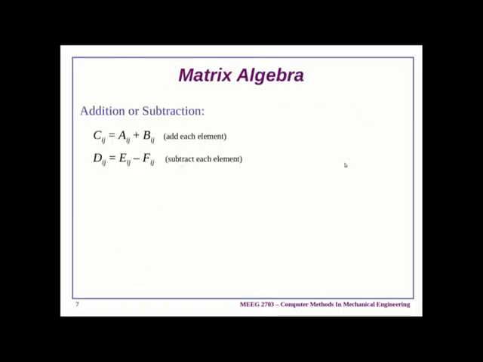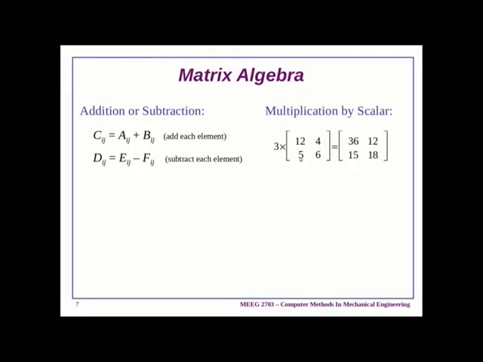So in general, when we're talking about matrix algebra, if we take two matrices and add them together, the resulting matrix is of the same size as A and B, and each component is just the sum of the components of A and B. Likewise for subtraction. Now we can also take matrices and multiply them by a scalar. All we do is we multiply each component in the matrix by the scalar value.